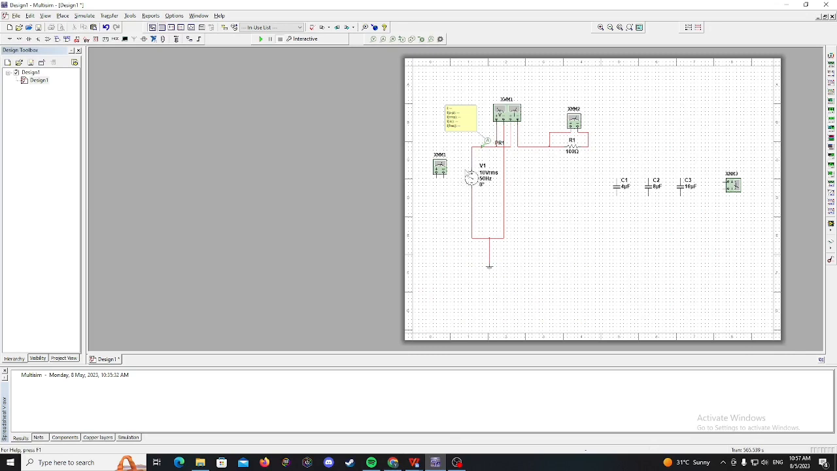So this is the power source, AC power source. This is the wattmeter. This is the multimeter here and here. So I'm going to connect all of the parts which are not connected.